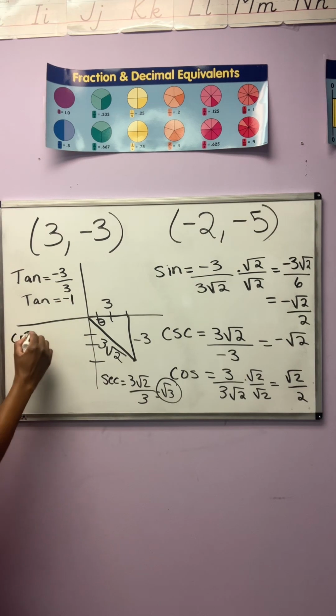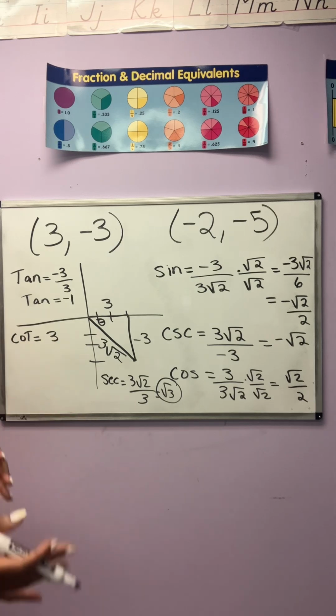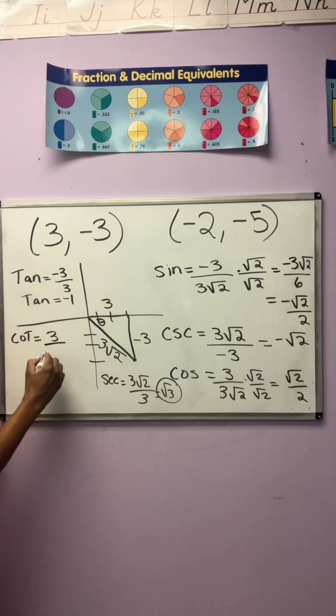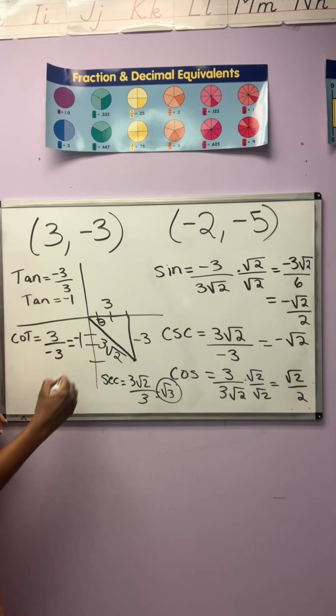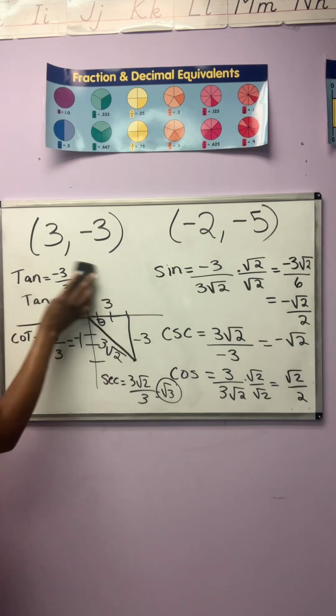Cotangent will be the same thing. So it's actually adjacent over opposite, but as we can see, these are the same numbers. So that's -1. So this is our first function, which is in the fourth quadrant. Okay, you can pause the video and try the other one and come back and let's see how you do.